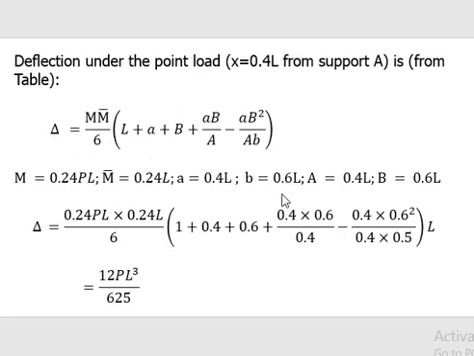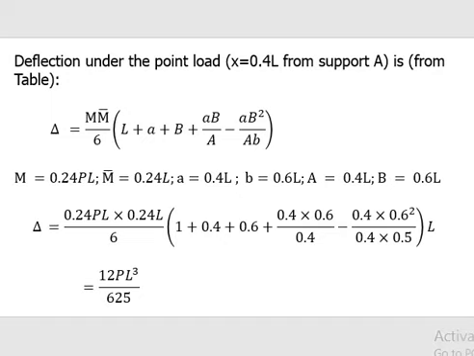We go to the table of moments diagram multiplication and select the suitable equation for the displacement. That is the equation we have here, where M is 0.24 PL, M bar is 0.24 L, small letter A is 0.4 L, small letter B is 0.6 L, capital A is 0.4 L, and capital B is 0.6 L.